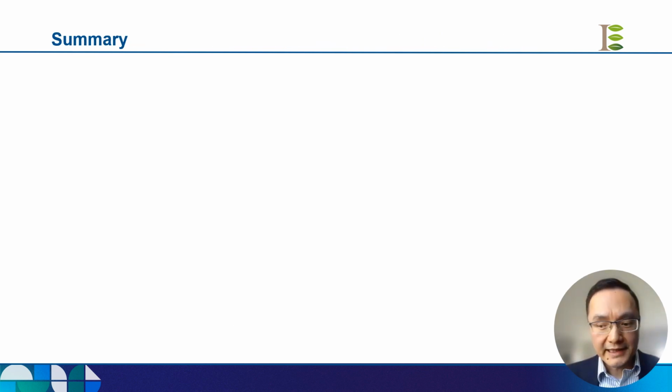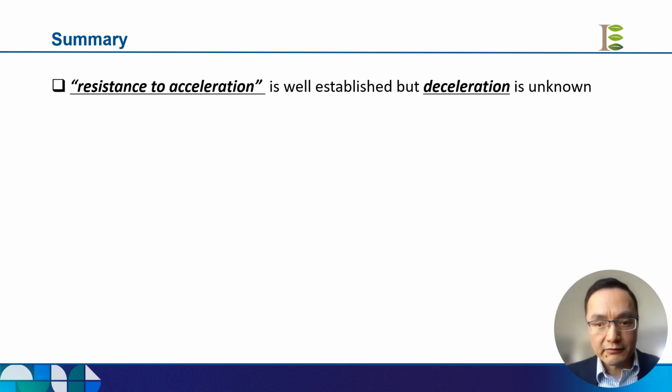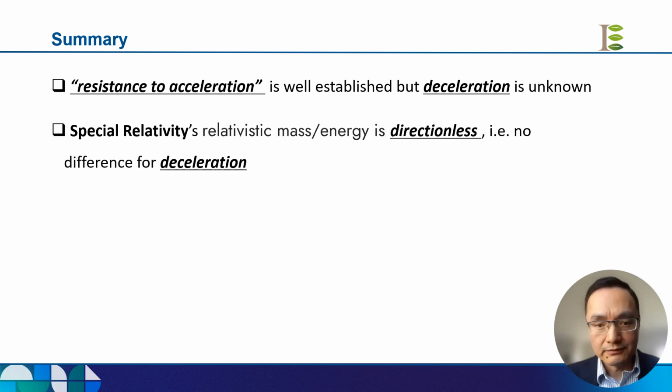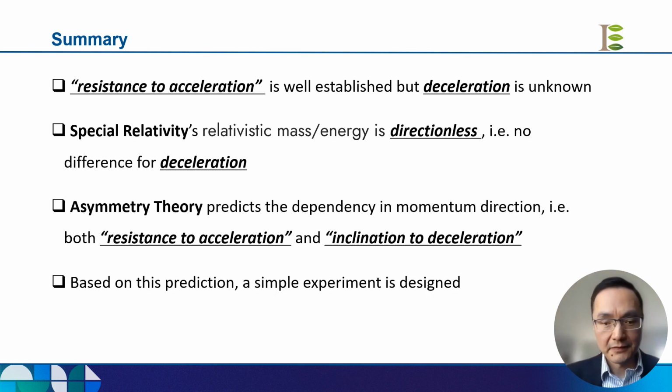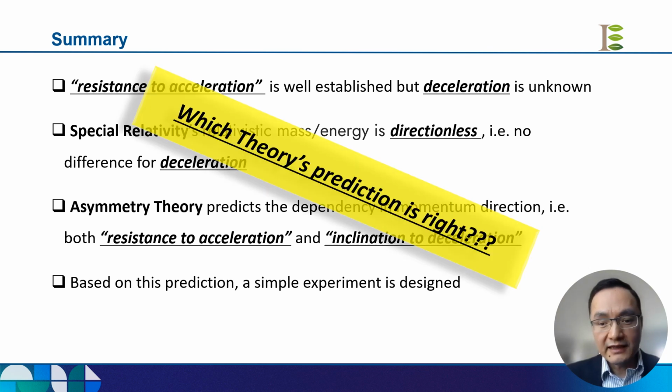To summarize this presentation, resistance to acceleration is well established, but the case of deceleration is unknown. Special relativity predicts there's no difference for deceleration. Asymmetry theory predicts the dependency on momentum direction. So it predicts both resistance to acceleration and inclination to deceleration. Based on this prediction, a simple experiment is designed, which can clearly tell which theory's prediction is right.